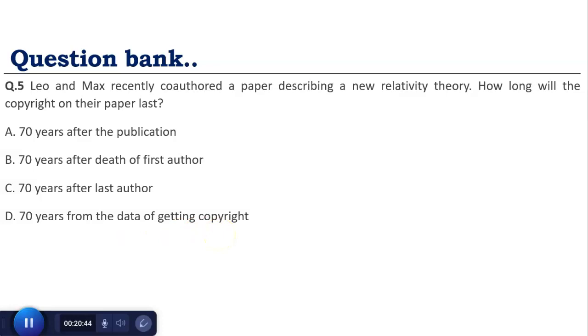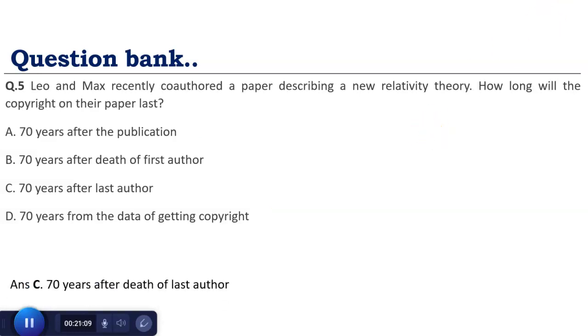So we have seen that there is no need to register for copyright. As soon as you publish, it becomes your copyright content. So option D is eliminated. We have seen that 70 years is from the death of the author, so the first option is also eliminated. But if there are multiple authors, we always go with the last author's death. So let's say one author died after 30 years, one author lived for 50 more years. So 50 plus 70, 120 years, it will be protected. So this is how the protection of copyright is given.